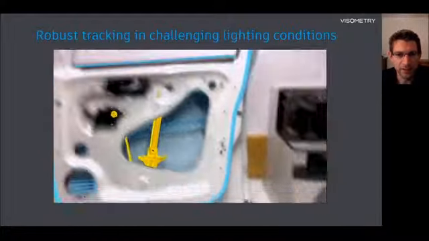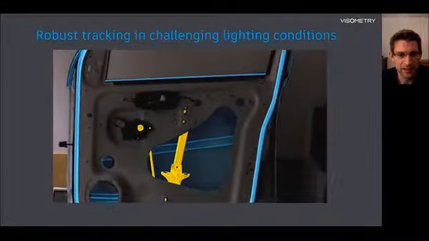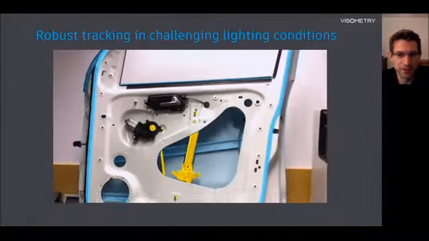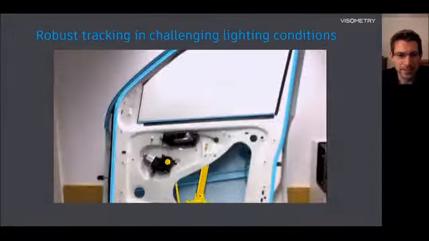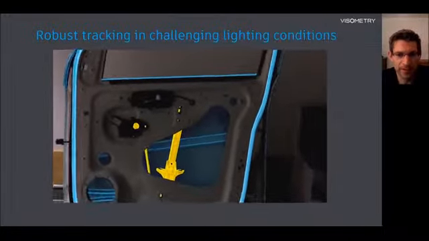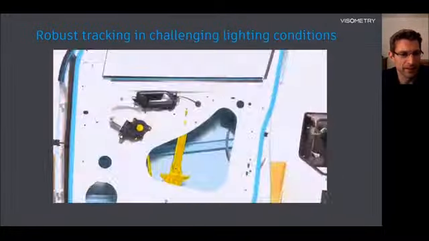An example here is tracking results in challenging environments with lots of motion blur and altering lighting conditions. We can see that the tracking is still quite robust, although only computer vision methods and no inertial sensor data is used here.